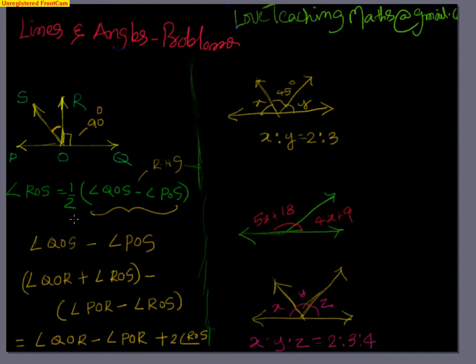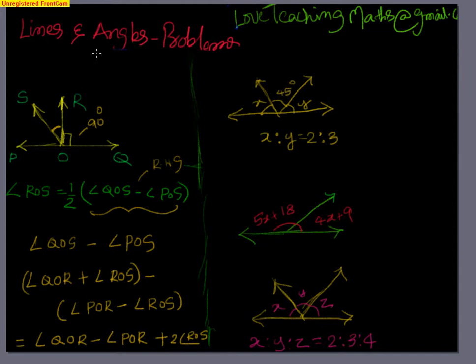How are QOR and POR equal? Because QOR is equal to 90 degrees, so angle POR also should be equal to 90 degrees. Let's go back again. Non-common sides are making a straight line. That means the total angle in between them should be equal to 180 degrees. This angle QOR is already 90 degrees, so angle POR should be equal to 90 degrees.